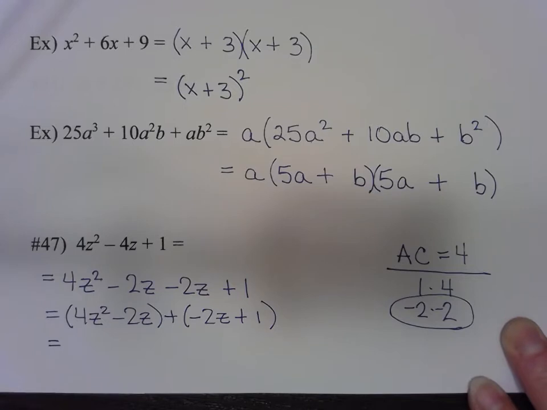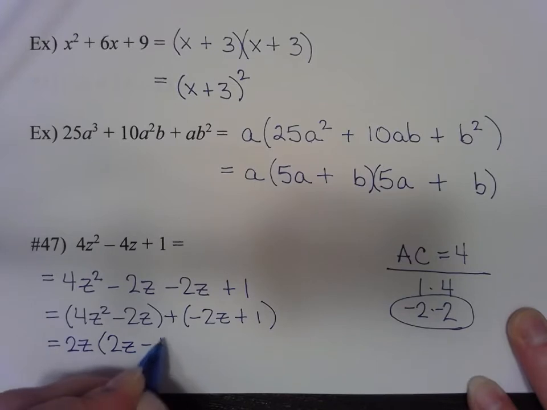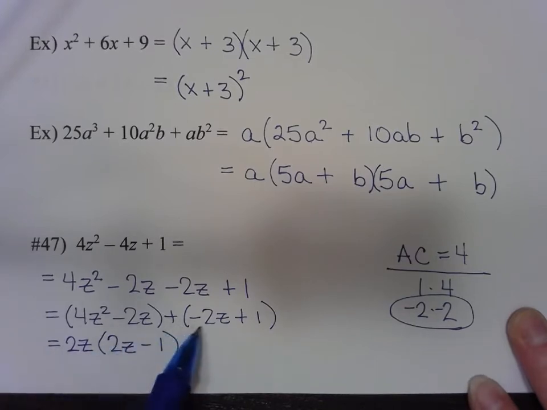What would be the GCF of the first pair? Looks like 2z. And I'll have a 2z minus 1 left over. What's going to be the GCF for the second pair? They don't share anything. Okay, so that means their GCF is 1. If there's nothing that they have in common, everything always shares a 1 in common.